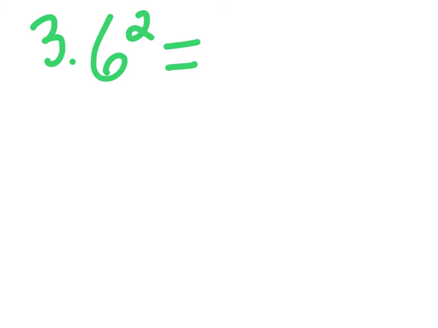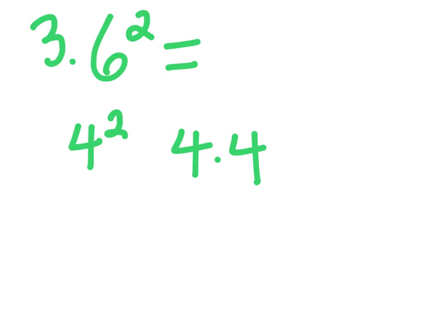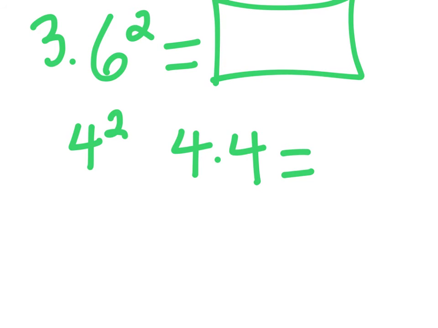Problem number 3 is 6 squared, and I'll give you a little hint here. If I was asking you to solve 4 squared, that would mean 4 times 4, because the 2 tells you how many times this is multiplied. So we have 1, 2, and then we would solve 4 times 4. So what is the answer up here of 6 squared?